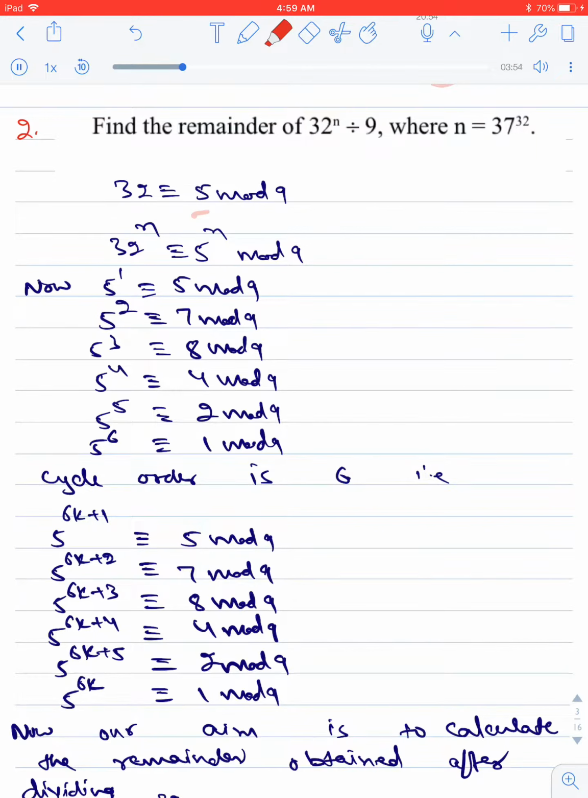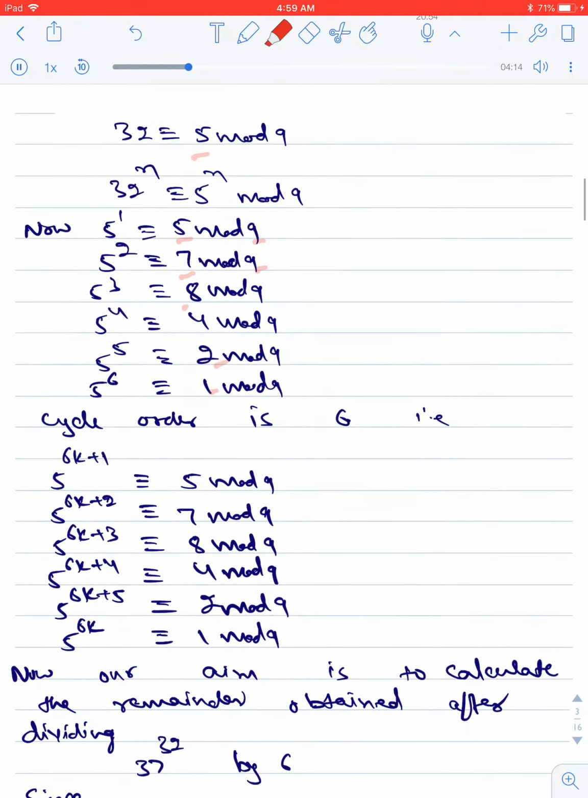Now we observe the pattern of 5 as we did in our previous question. That is, 5 raised to 1 is congruent to 5 mod 9. 5 square is congruent to 7 mod 9. 5 cube is congruent to 8 mod 9. 5 raised to 5 is congruent to 2 mod 9. 5 raised to 6 is congruent to 1 mod 9. We will continue until we observe a pattern. Here we get the pattern after 6.